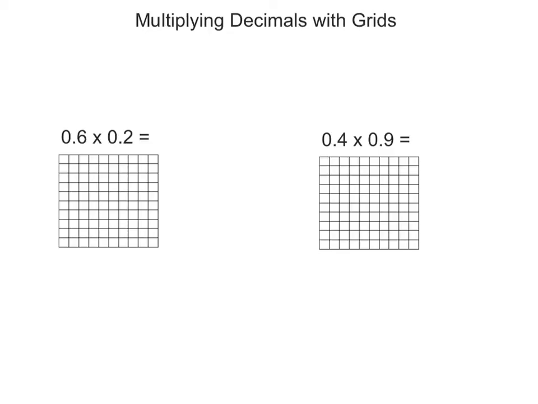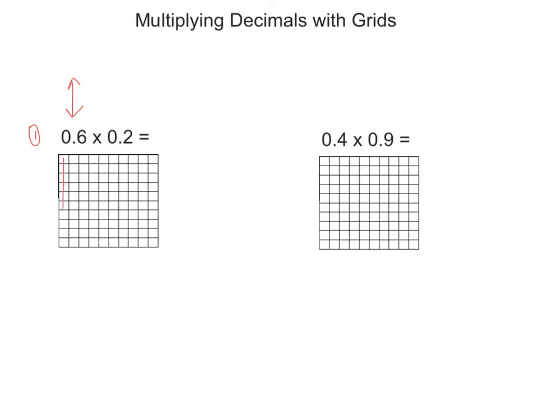In this lesson, we're going to learn how to multiply decimals using grids. I'm going to start with my first example of 6/10 times 2/10. I'm going to start by modeling 6/10 on the grid. And since it's my first number, I'm going to choose to model it vertically. So up and down, I know that each row is a tenth.